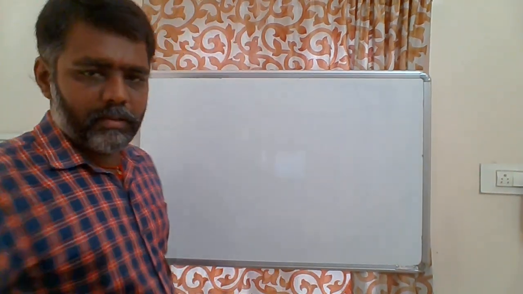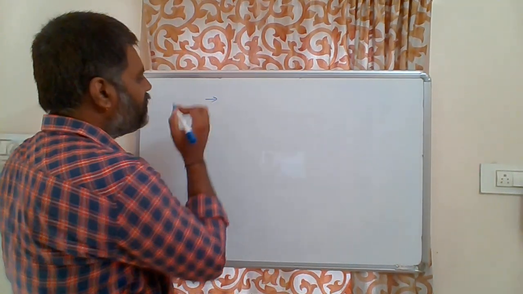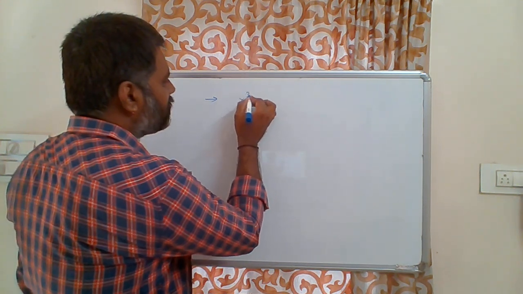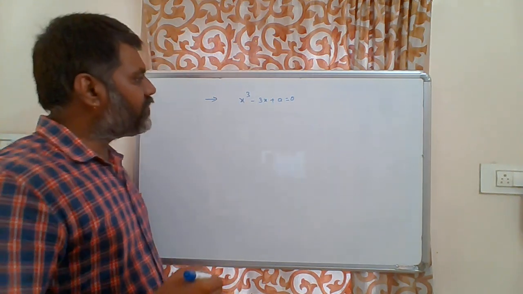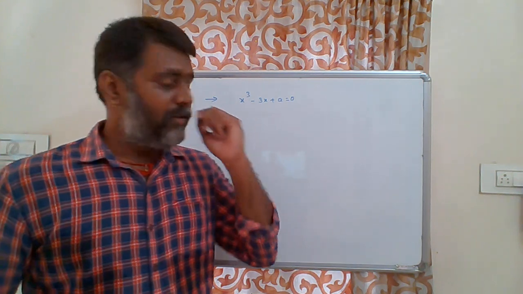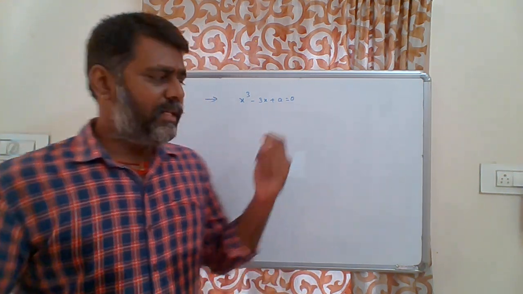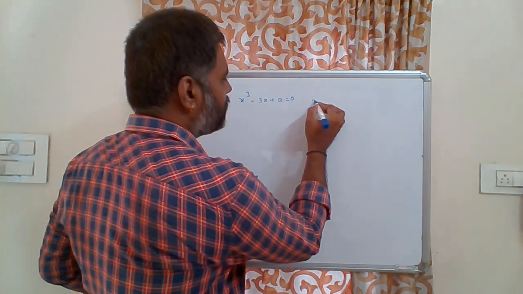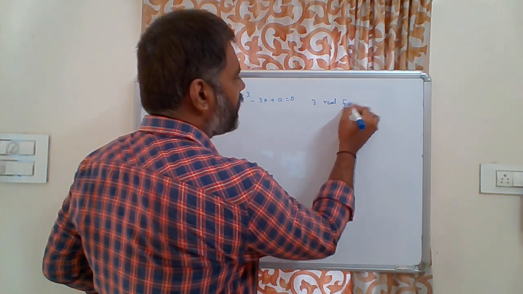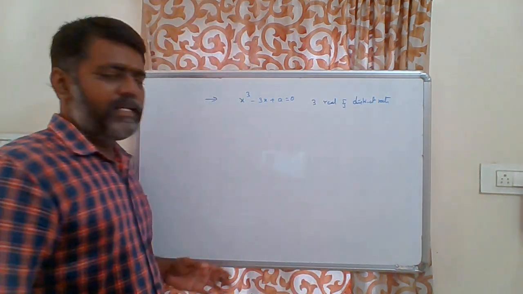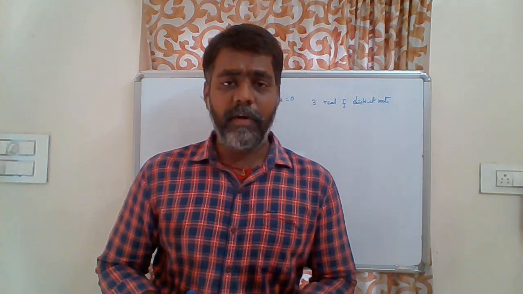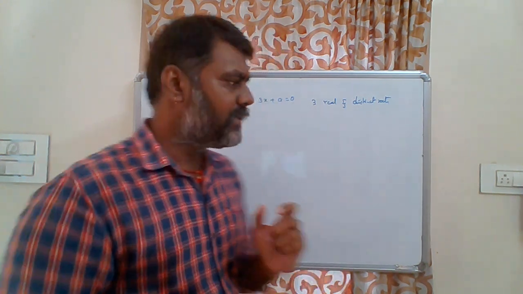Let us see. The example is, find all possible values of a for the function x cube minus 3x plus a equal to 0. The given function is x cube minus 3x plus a equal to 0. Find all possible values of a such that the given function contains three real and distinct roots. Three real and different roots. So what is the condition for three real and distinct roots? f of alpha into f of beta is less than 0.